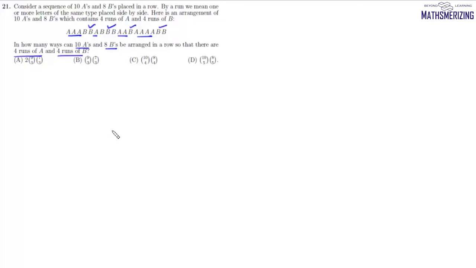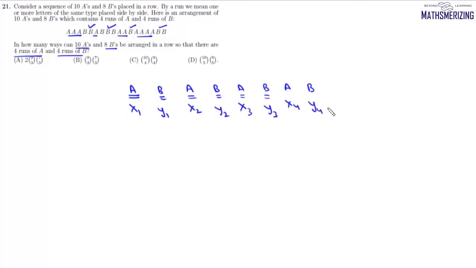Now there can be two possibilities. Suppose we have runs of A's, then runs of B's, followed by A's and then B's, then A's, then B's, and then again A's and B's. In this way, we'll have 4 runs of A and 4 runs of B. Now suppose in the first run the number of A's is x1, in the second run it is x2, in the third run it is x3, and in the fourth run it is x4, and for B, the numbers in the runs are y1, y2, y3 and y4.